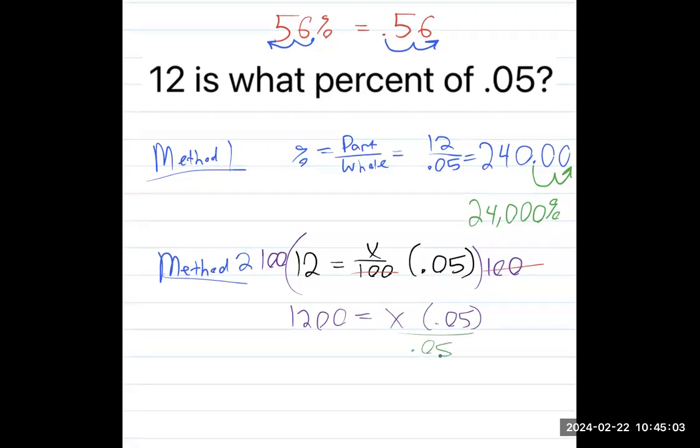Now we can just divide by the 0.05 on both sides. And we're going to have 1200 divided by 0.05, which we already know is going to be 24,000. So we see two ways to get the answer to this question.